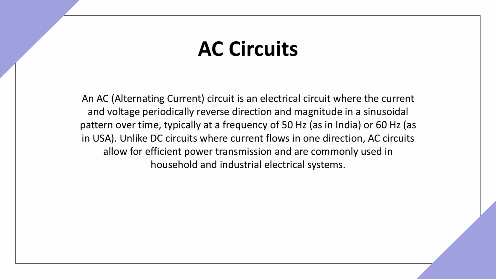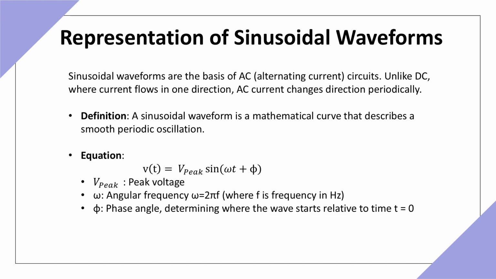These alternating characteristics make AC ideal for efficient power transmission over long distances, which is why it's widely used in both households and industries. A sinusoidal waveform forms the basis of AC circuits. This wave smoothly oscillates between positive and negative values, representing the alternating nature of current.